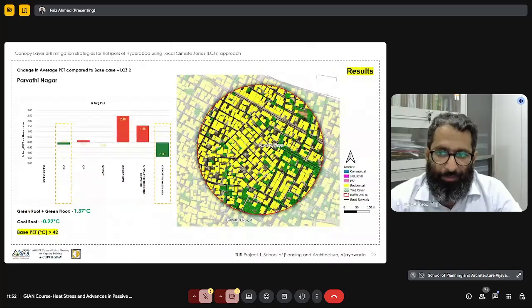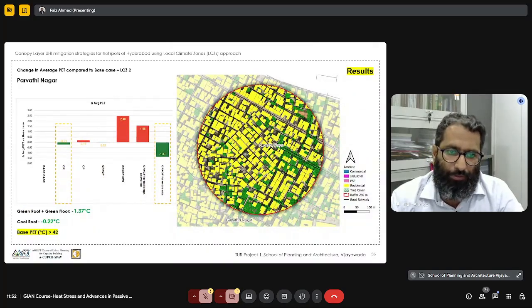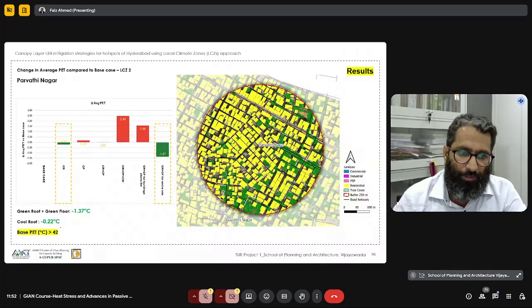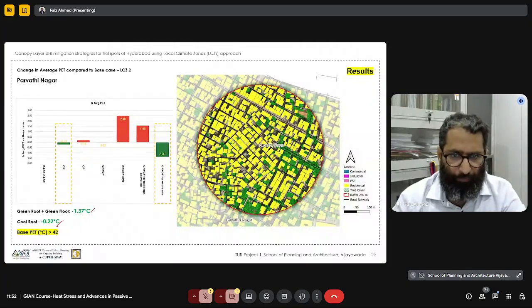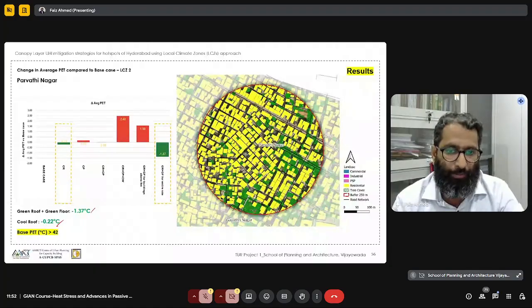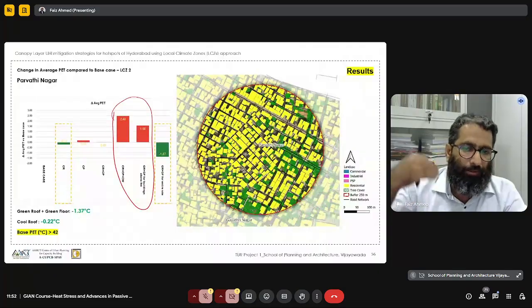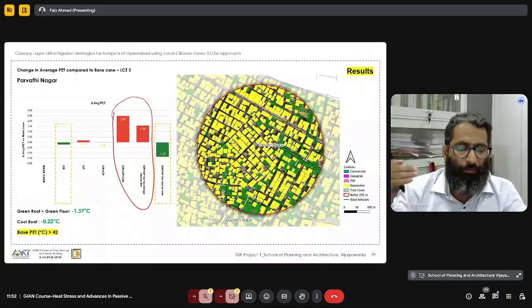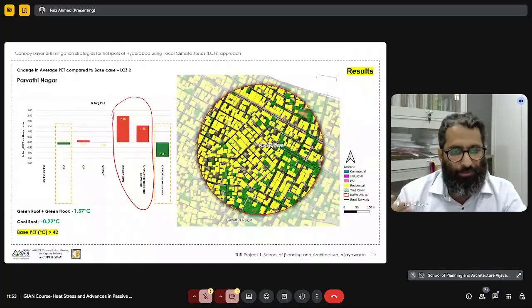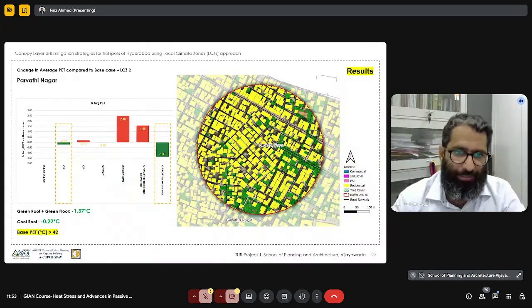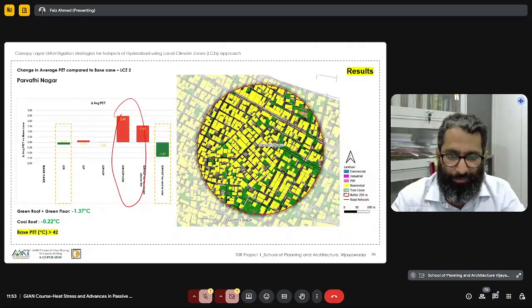reference. Similarly, if you see other neighborhoods, the only strategy that worked was cool roof and green roof and green floor. Here green floor means the ground cover that we had applied. Whereas if you apply other strategies, we found that the PET values did not improve. It actually caused more discomfort when we applied these strategies. So these strategies were not effective in this area.